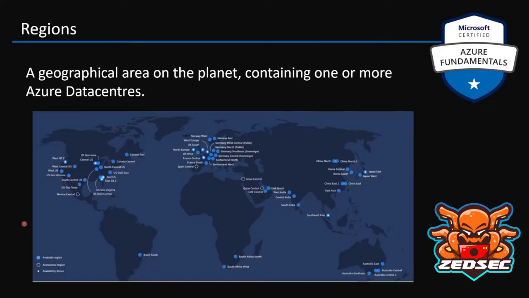So Azure regions speak to where resources are deployed. If you're in Australia, you probably don't want to be deploying resources to central US unless your users or customers are going to be there. So you basically want to deploy resources closest to where the people using them are going to be. This is called geo-distribution. Basically, a region is an area on the planet which contains one or more Azure data centers.